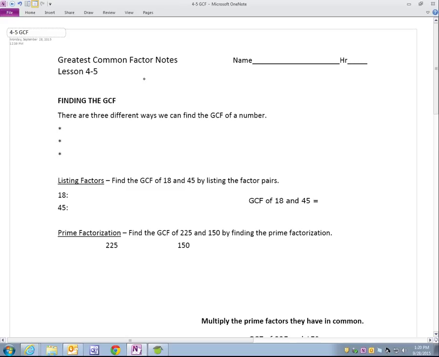Finding the GCF. Now there are three different ways that we can find the GCF. We did one of them the other day, that was listing the factors. We did another one which was prime factorization. With listing factors, prime factorization, and then also, what was the third way that we could find one of those? Bert? Ladder method.